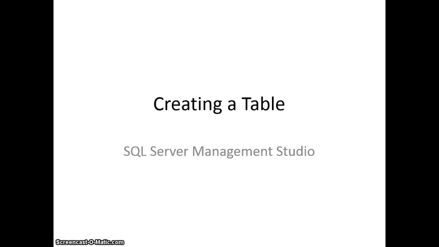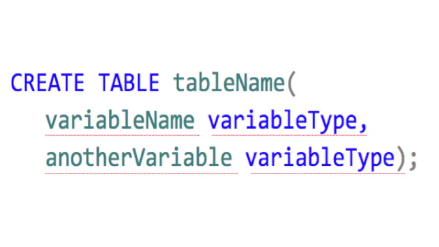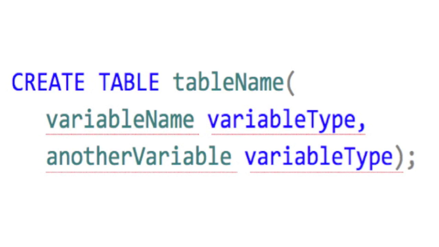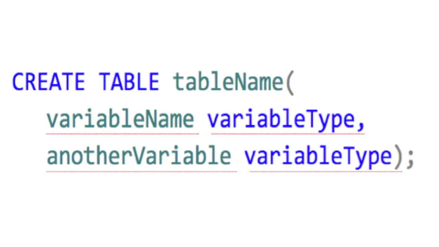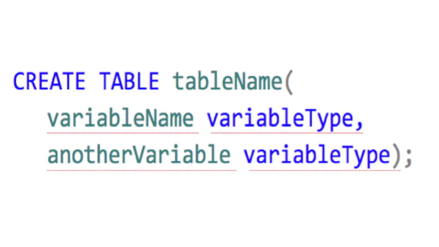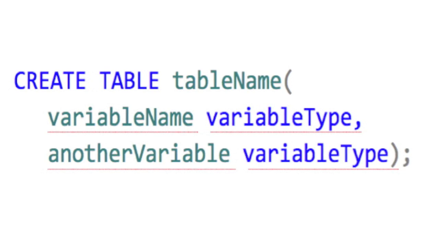Today we will be going over how to create a table using SQL Server Management Studio. To create the table, we will be using the syntax shown on the screen: create table, table name, variable, type, followed by another variable, variable type. I'm using the term variable here, but essentially we're creating the columns and their variable types.